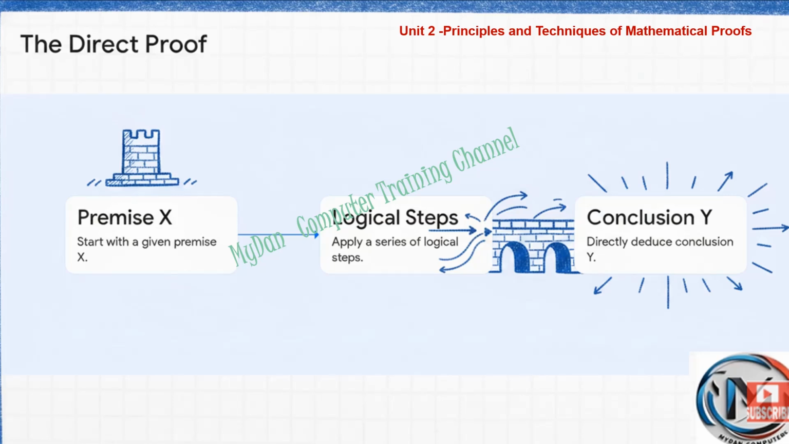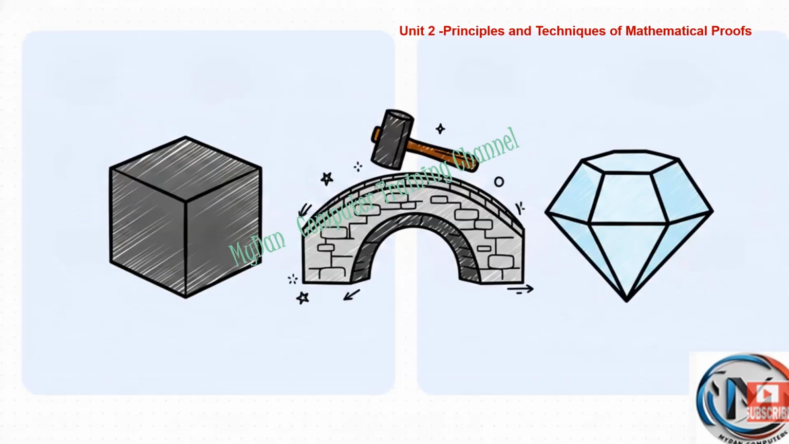You start with a given premise, let's call it X. Then you apply a series of logical, undeniable mathematical steps. And finally, you directly deduce your conclusion, Y. You're simply demonstrating that Y fundamentally has to follow from X. Now, what's really interesting about this is seeing it in action. Let's apply this direct hammer to a real problem.